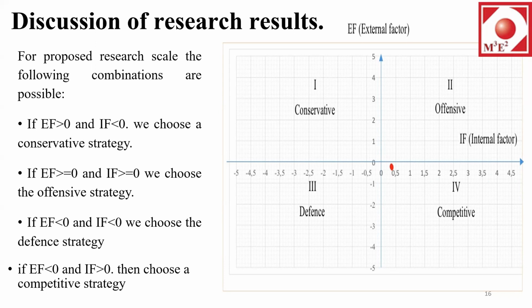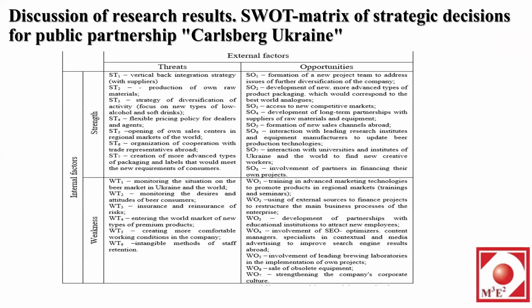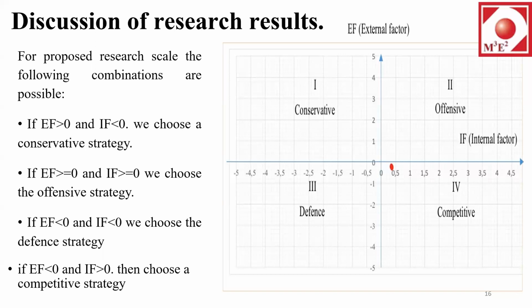Thus, based on two values of strategic dimensions, EF and IF, we divided this space into 4 types of strategies: aggressive, conservative, protective, or competitive. Filling the 4 quadrants at the intersection of strengths, weaknesses, and opportunities, threats will identify and describe 4 types of potential strategies for public company Carlsberg Ukraine. The analysis of behavioral strategies of public partnership Carlsberg Ukraine is aimed at improving strengths and eliminating weaknesses through external opportunities. In particular, the formation of new sales channels, expanding opportunities for external financing of enterprise development projects, signing new important contracts, especially in the field of logistics.